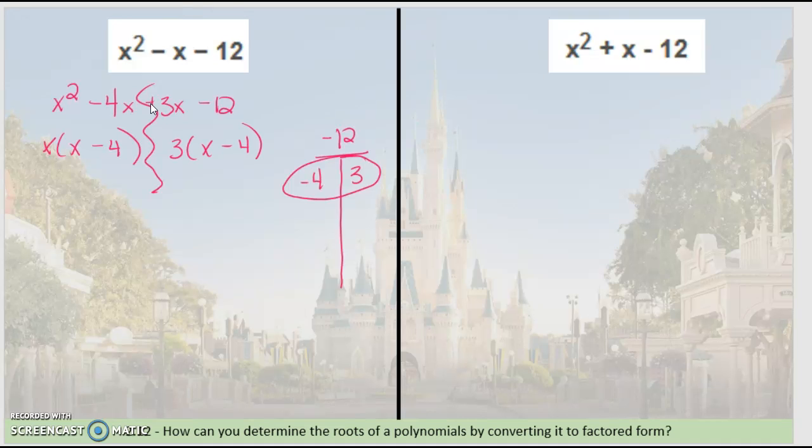Okay, so I factored it out right. So now my 2 factors are x plus 3 and x minus 4. I'm going to set them both equal to 0 because I want my roots.